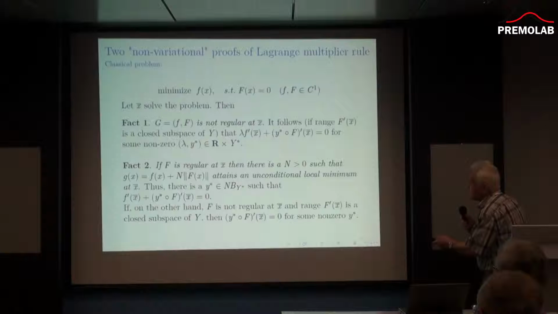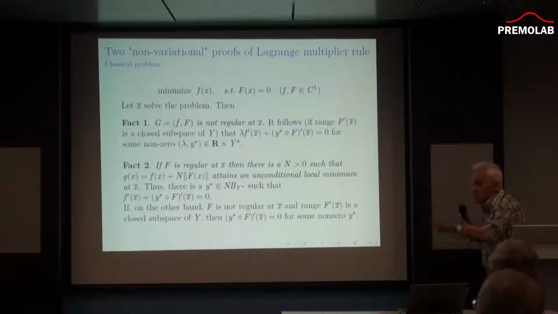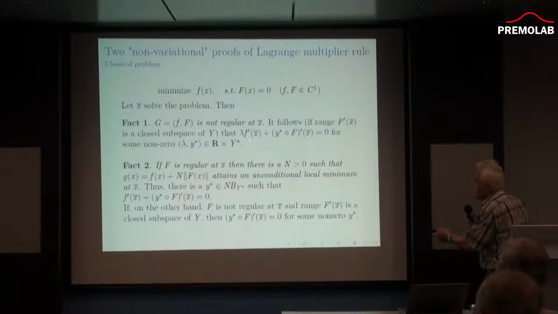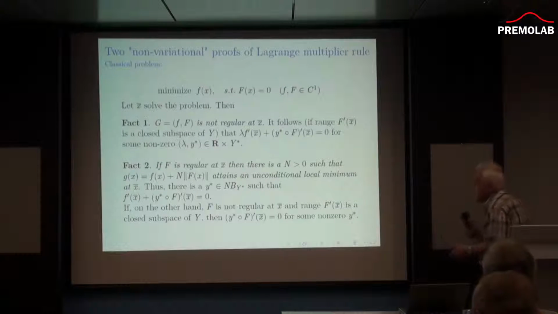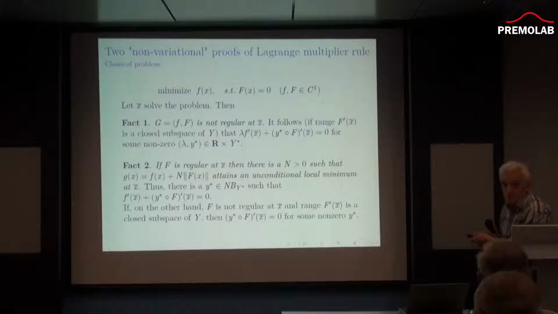Let's consider this map, the product of f small and f big. If we have a minimum at this point x bar, if it is a solution of the problem, then this map cannot be regular. It cannot cover a neighborhood. It's quite clear. So it remains to apply the Lyusternik-Graves theorem and the Banach open mapping theorem, doesn't matter, to find some lambda and y star such that this inequality holds. It is just an elementary argument. So this is a complete proof.